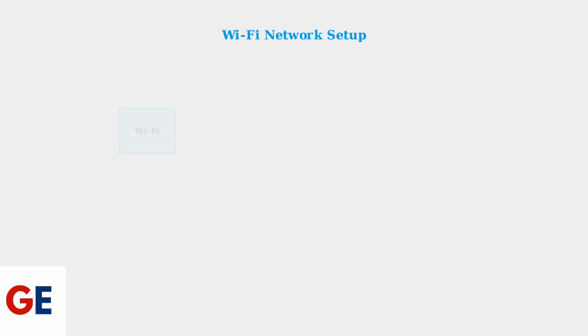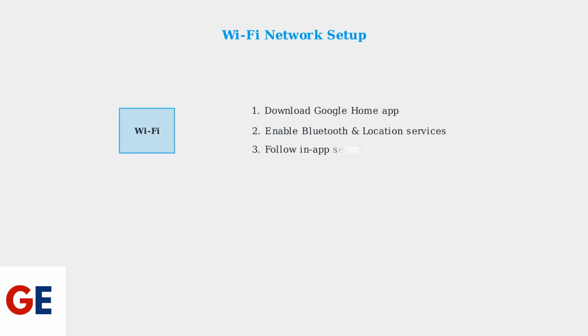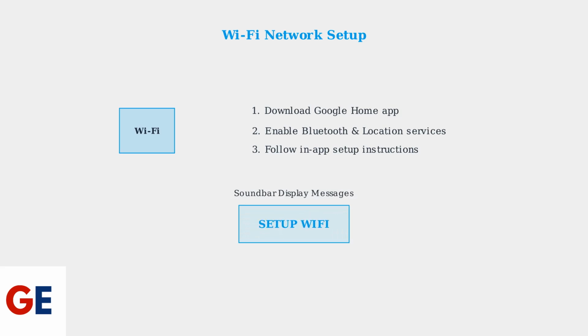To connect your soundbar to Wi-Fi, start by downloading the Google Home app on your smartphone. Make sure Bluetooth and location services are enabled on your device, then follow the in-app setup instructions. If the soundbar hasn't been connected to a network before, the display will show Hello, followed by Setup Wi-Fi. To re-enter Wi-Fi setup mode later, press and hold the power button until Reset Wi-Fi appears on the display.